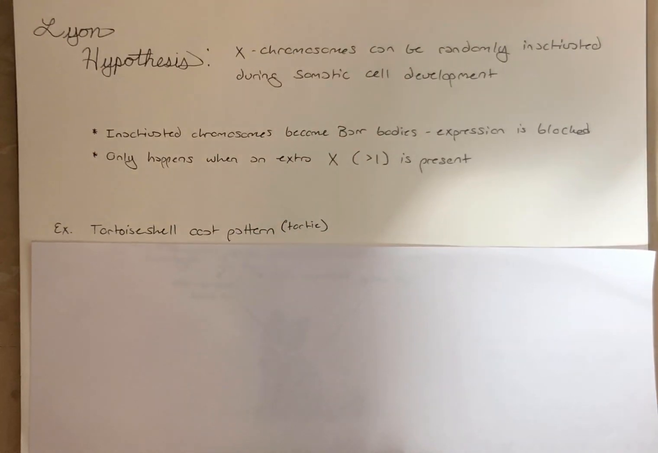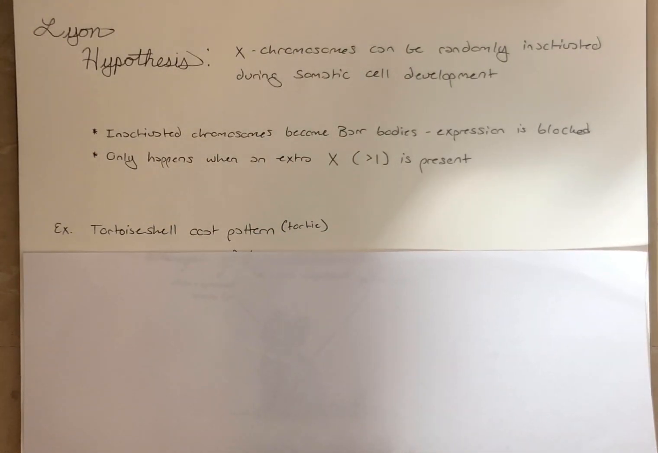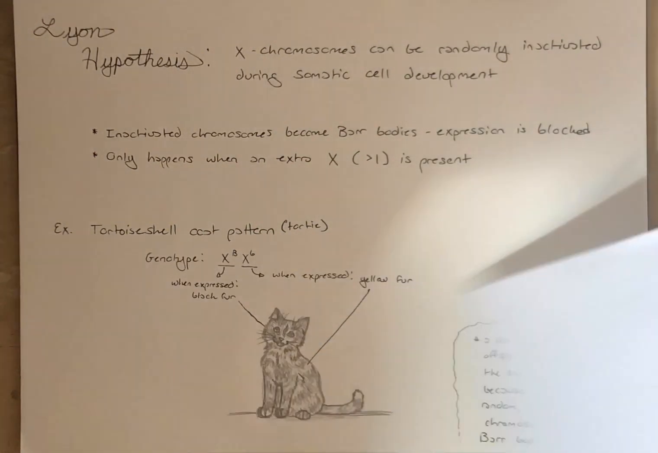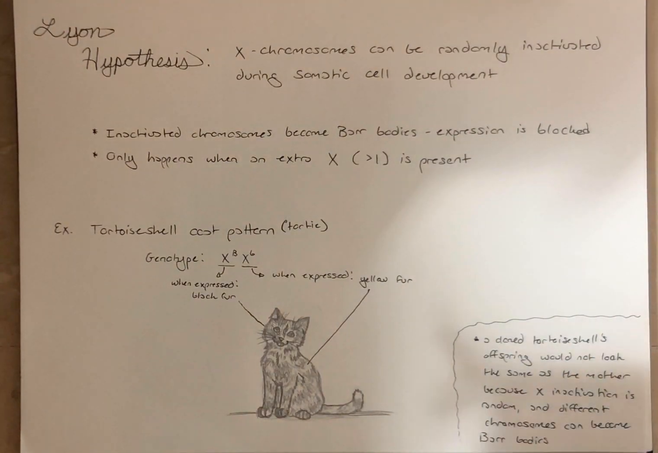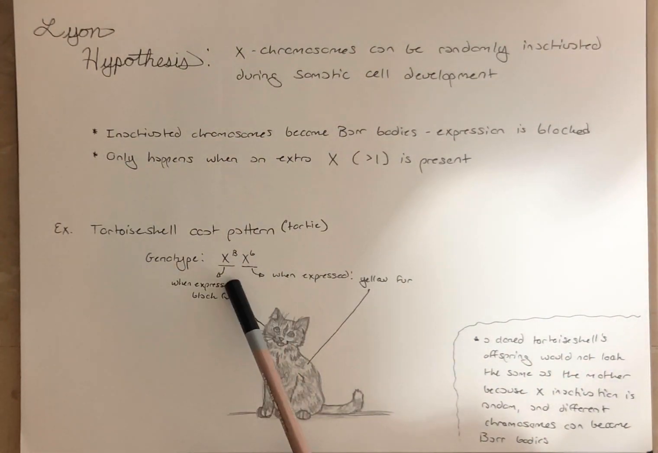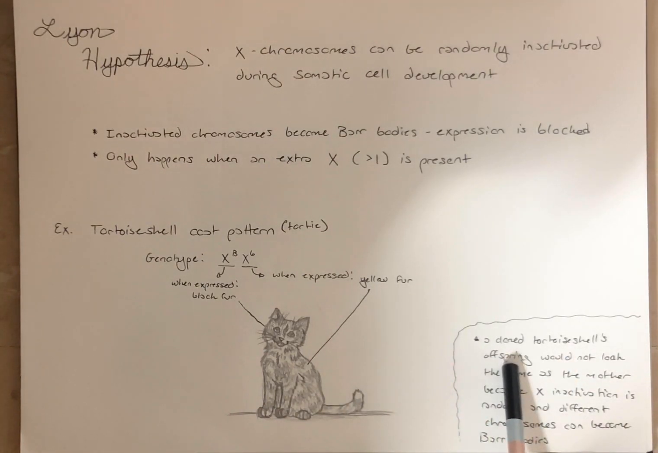A common example of this is the tortoiseshell coat pattern in cats, also known as tortie. The genotype is X^B X^b. The big B codes for black fur, the little b codes for yellow fur, and you can see that the tortoiseshell has patches of both black and yellow fur. Another point with tortoiseshells is that a clone individual won't necessarily look like the mother because this X inactivation is completely random and is unlikely to be the exact same within both of the individuals.